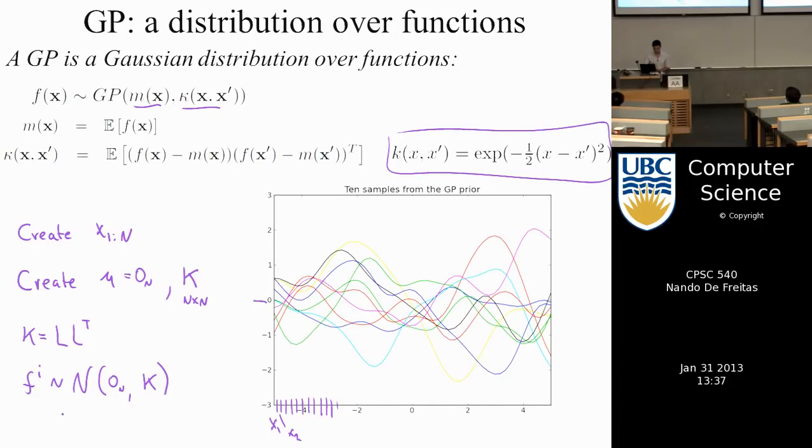But the way I draw it is by drawing standard 0, 1 Gaussian variables and multiplying them times the matrix L, the square root of K, if you will, just like we did before to generate Gaussian numbers. And what you see is this curve here is f1, this curve here is f2, and so on. In this plot here, n is equal to, I believe, 50.